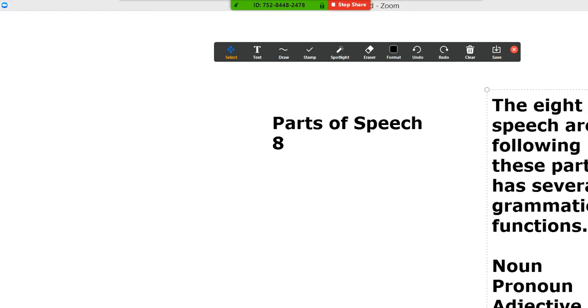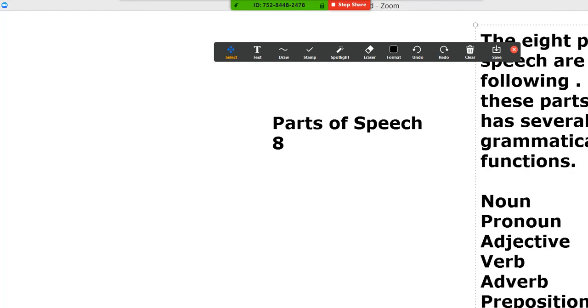The first one in the list of the parts of speech is noun. Noun, then comes the pronoun, then adjective. The fourth part of speech is verb. Then we have the adverb, preposition, conjunction, and the last part of speech of English language is interjection.